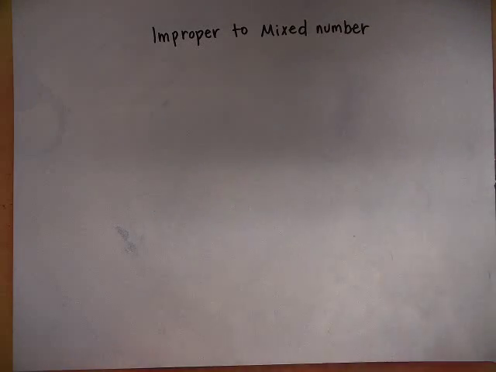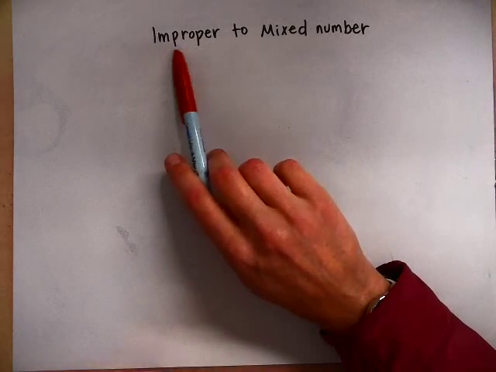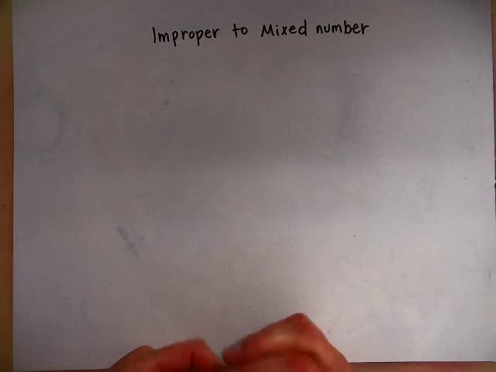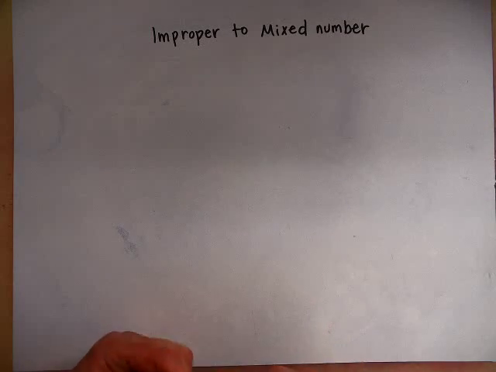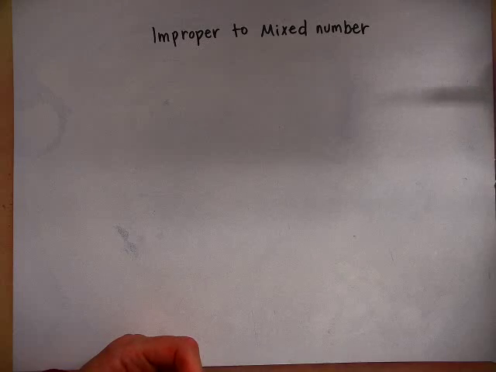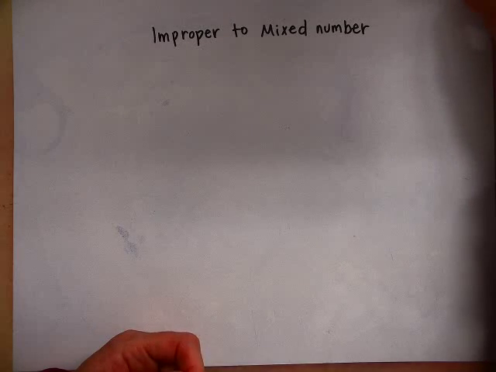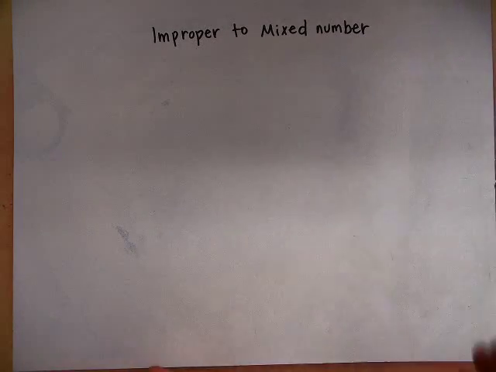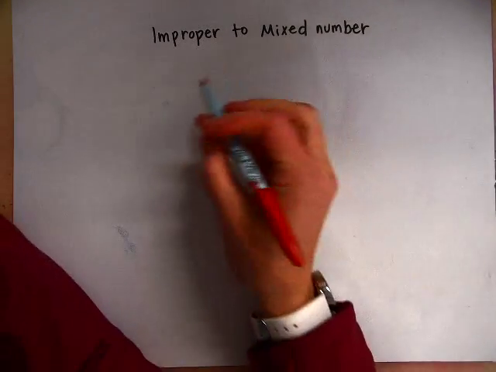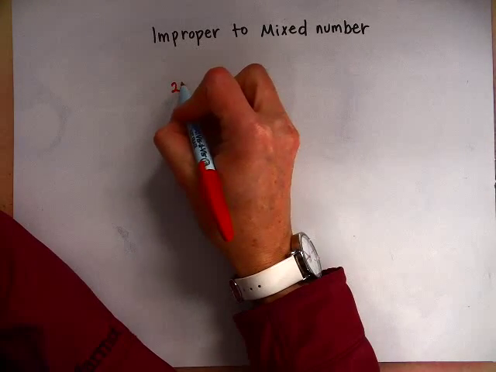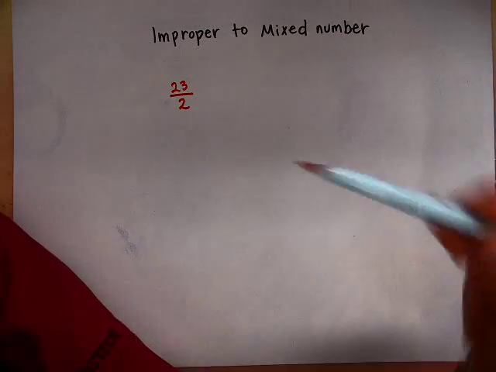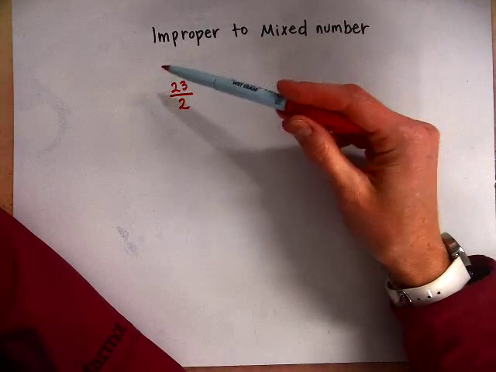Alright, this video is about how to turn an improper fraction into a mixed number. An improper fraction, as you might know, is a fraction where the numerator, the number on the top, is greater than the number on the bottom, the denominator. So, for example, you might have 23 halves. Now, this is considered not simplified.